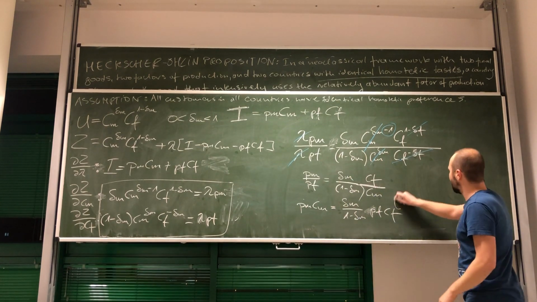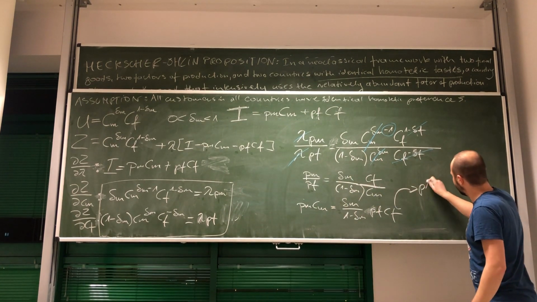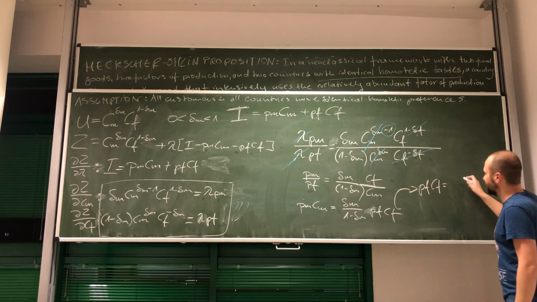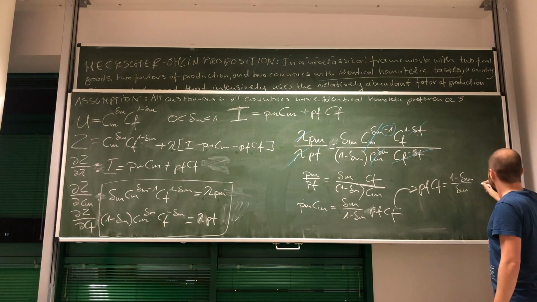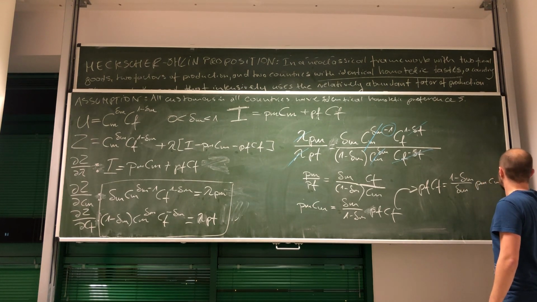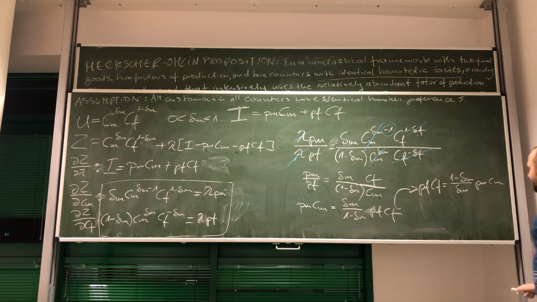So out of this one, we are getting that PfCf is equal to 1 minus delta m over delta m times PmCm.